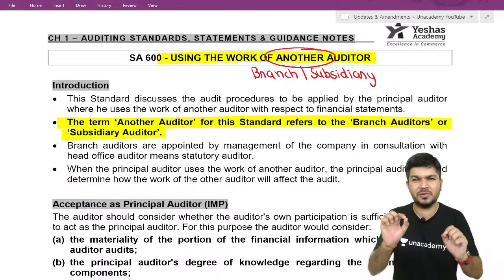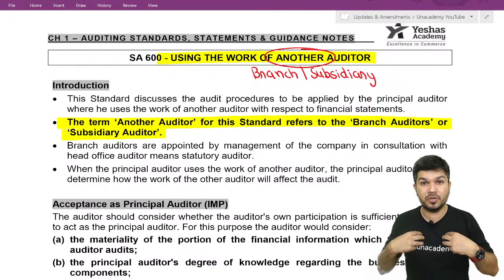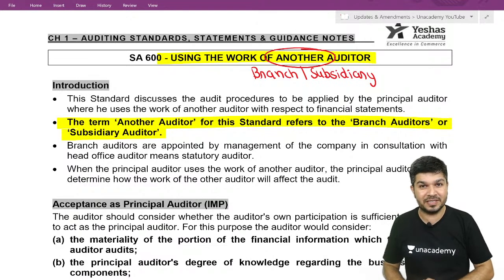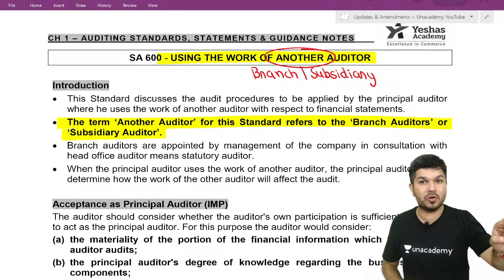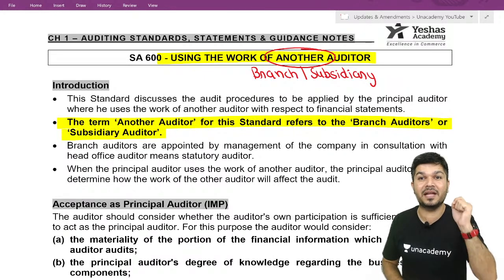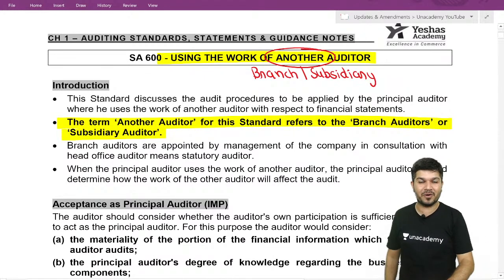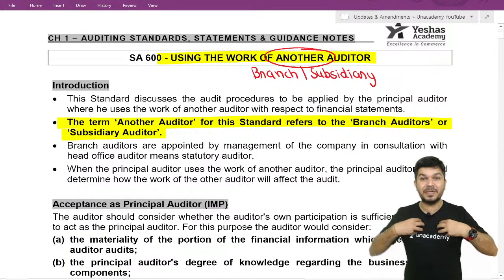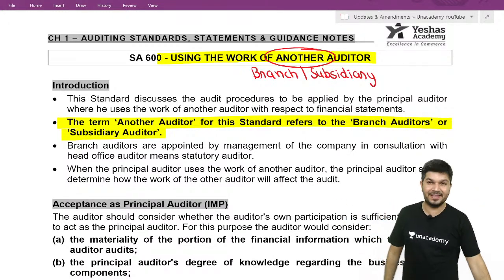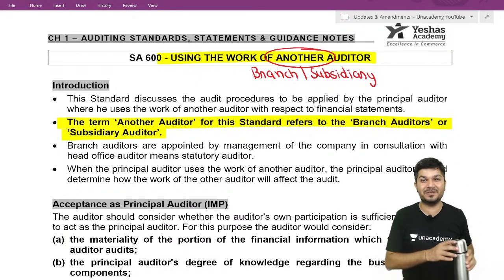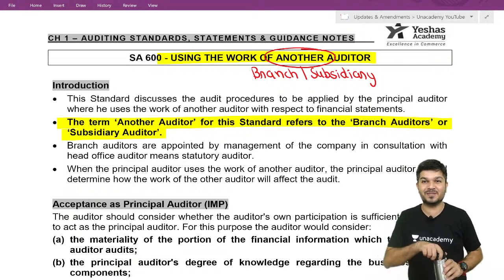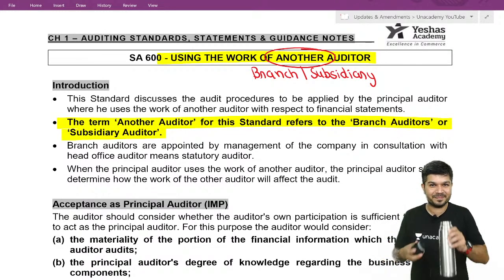Now, I just ask you a simple question. You are reporting on the entire company including branch. Branch was audited by someone else. Later on, if a fraud is discovered in the branch, would the principal auditor be held responsible for it?